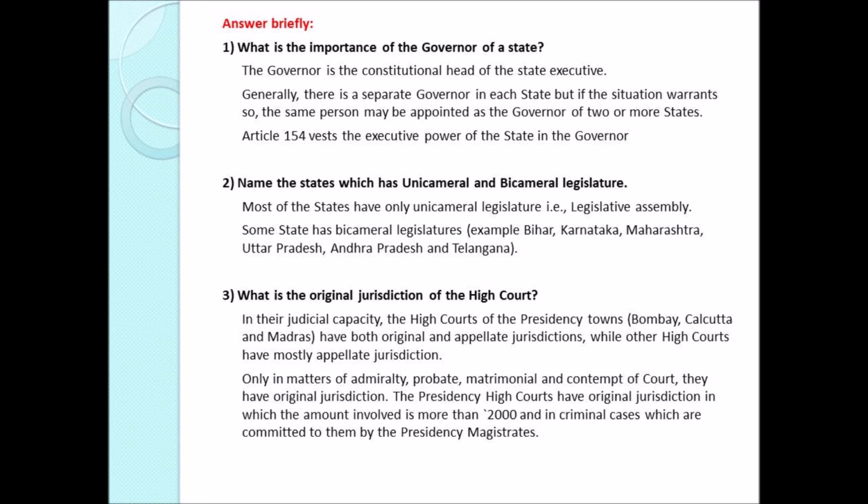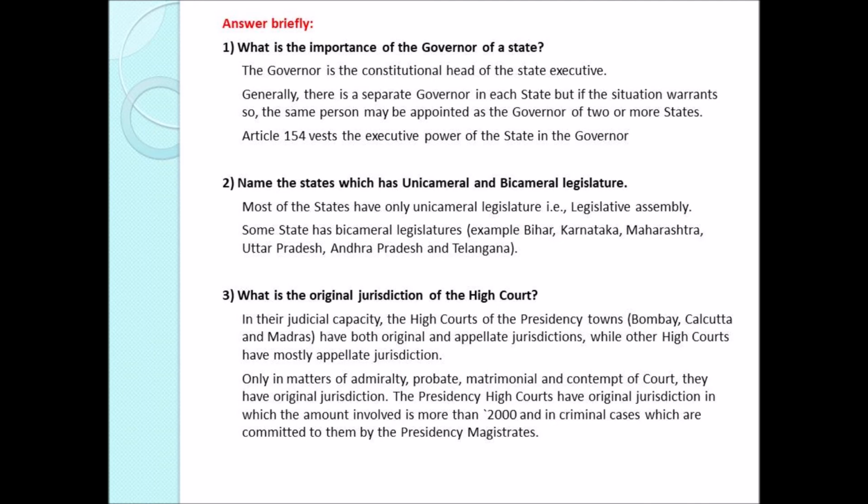First question, what is the importance of the governor of the state? The governor is the constitutional head of the state executive. Generally, there is a separate governor in each state. But if the situation warrants, the same person may be appointed as the governor of 2 or more states, and Article 154 describes the executive power of the state in the governor.